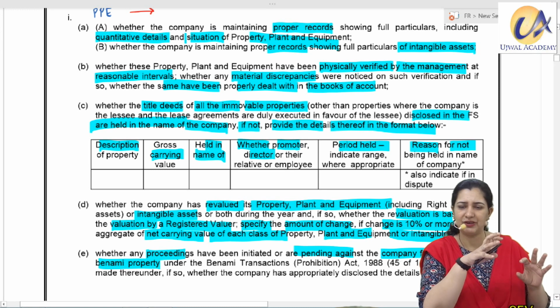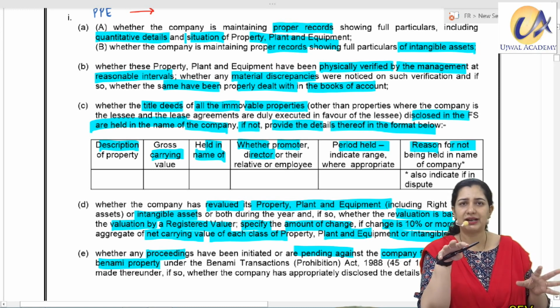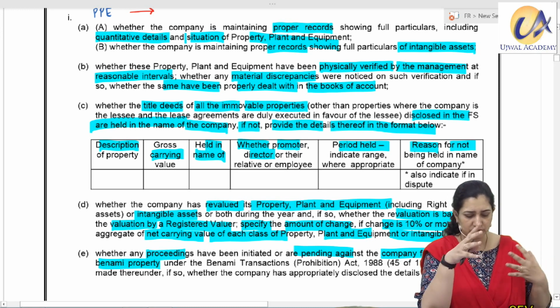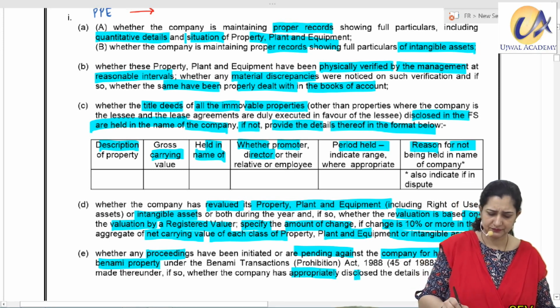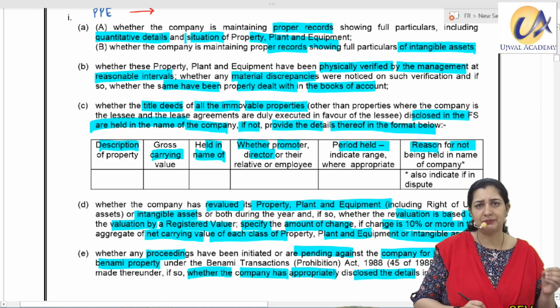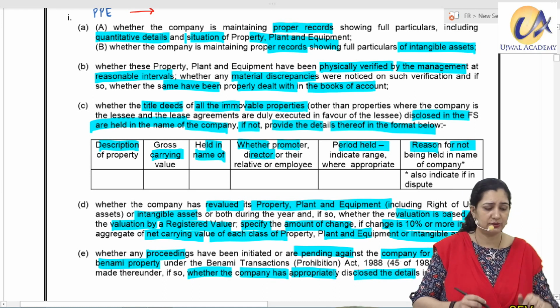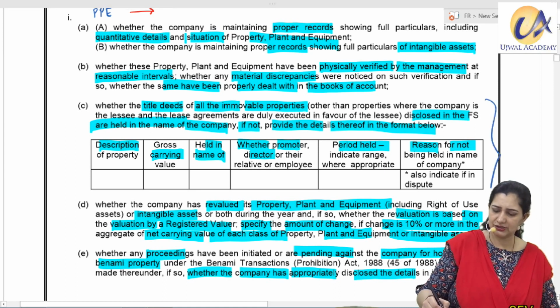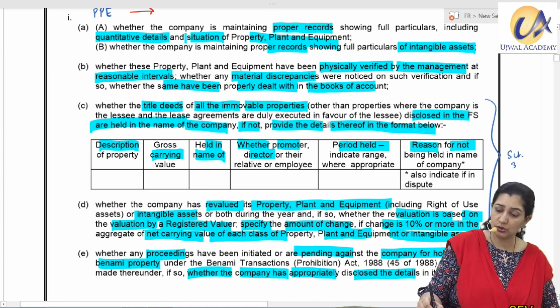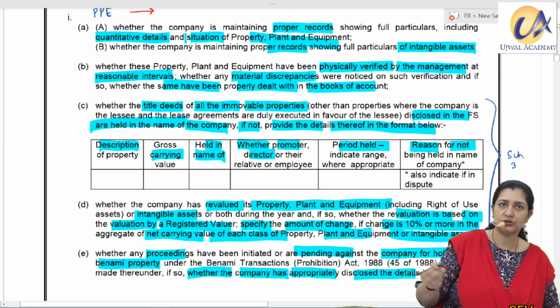We have the Benami Transactions Act, so is it under that? If yes, give the disclosures of the same. If the company has disclosed, very good. Again, these are Schedule 3 requirements, this is only for you to understand. These 3 points which have now come are also given in Schedule 3.